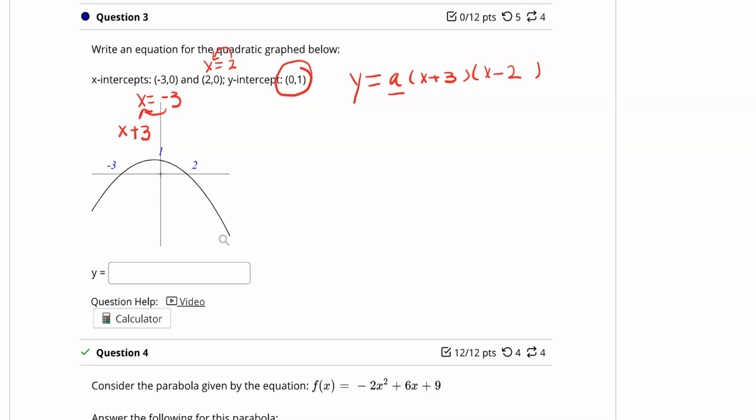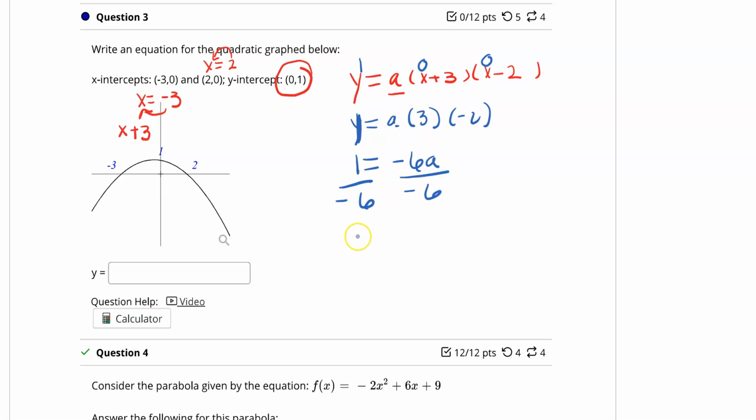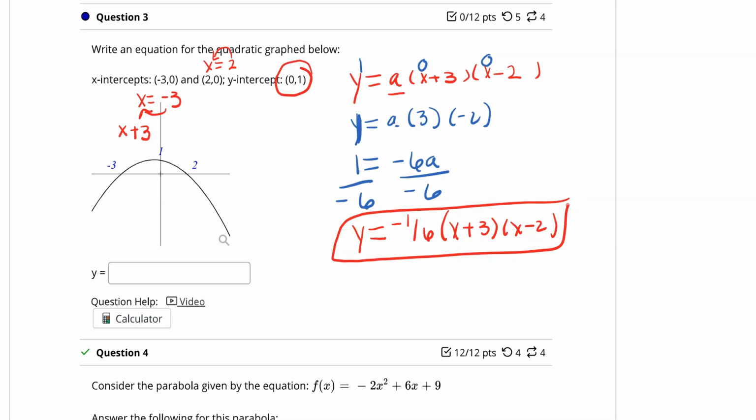So I'm going to plug in 0 for my x, and I'm going to plug in 1 for my y, and then I'm going to solve this out. So I get y equal to a times 0 plus 3 is 3, 0 minus 2 is negative 2, excuse me, that was a 1, and then I'm going to solve from there. 1 equals 3 times negative 2 is negative 6a, and then divide by negative 6. So now that I have my a value, I can write my equation for this quadratic. Y is equal to negative 1/6 times x plus 3 times x minus 2, and I would leave it just like that. I would not worry about multiplying it out.